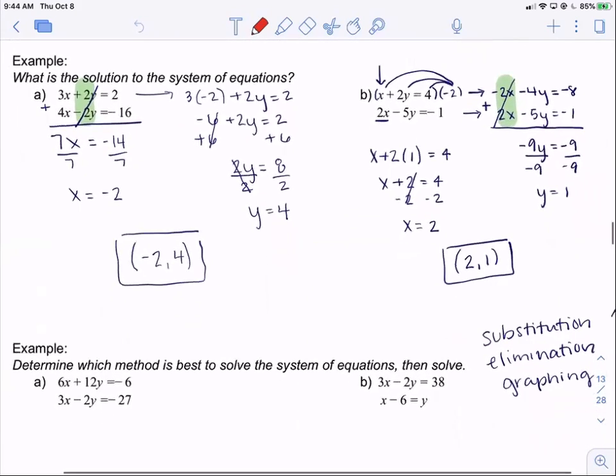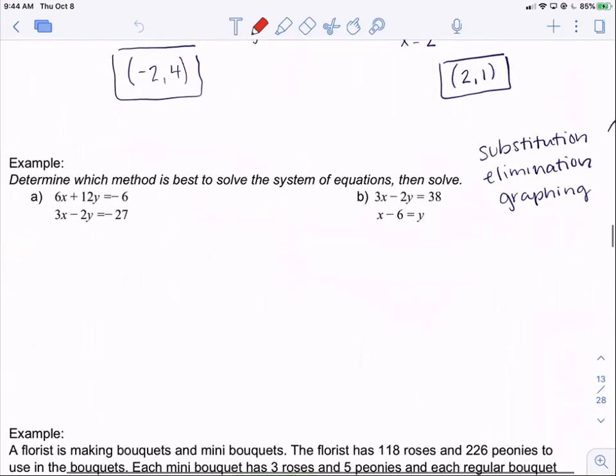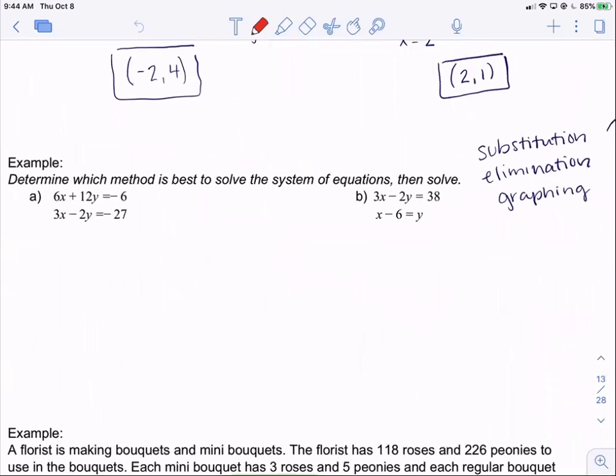The other two methods we've talked about already are graphing, which is fine, but not as exact. And then our first one was substitution. When was it good to use substitution? What were we looking for? Okay, so when either X or Y is already solved for, that's what we're looking at.